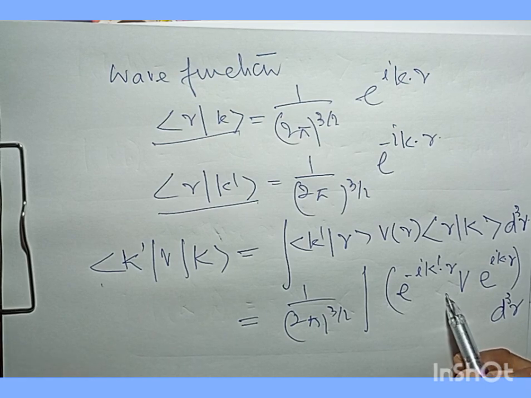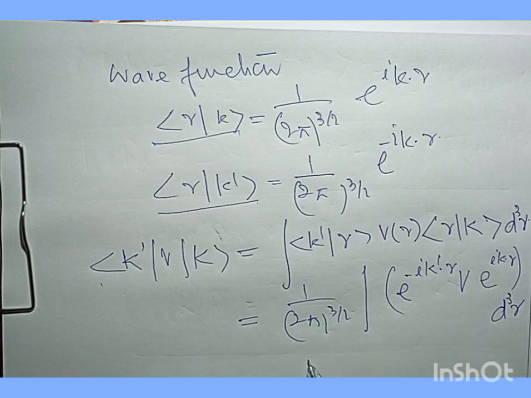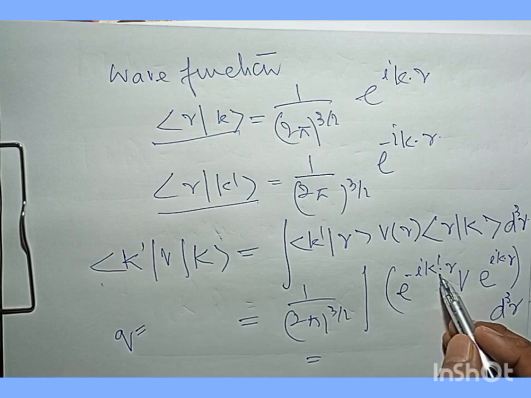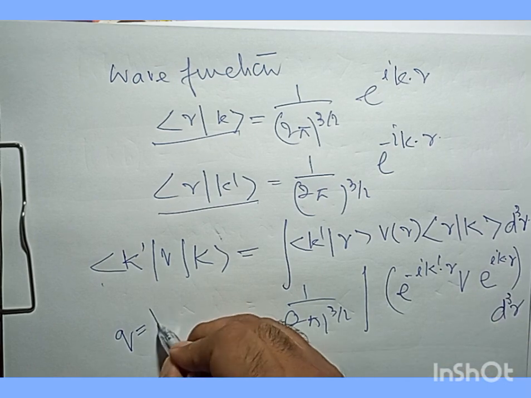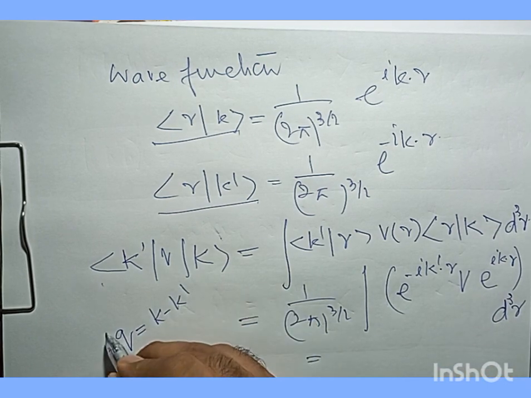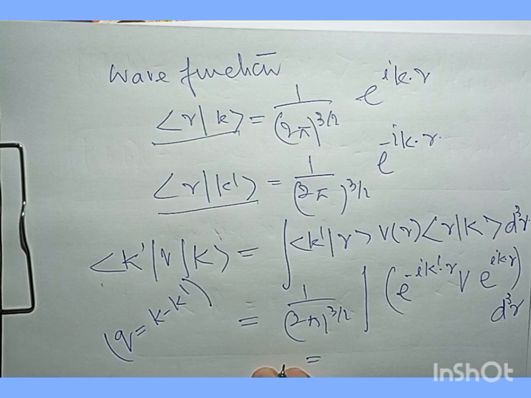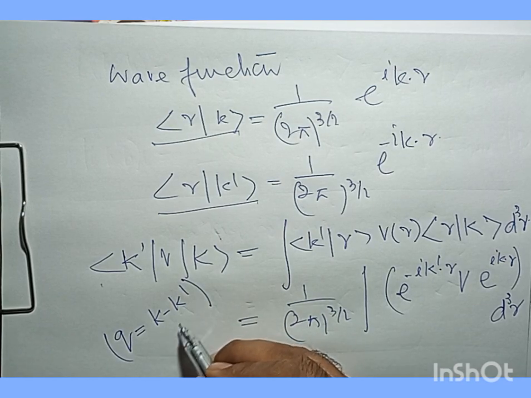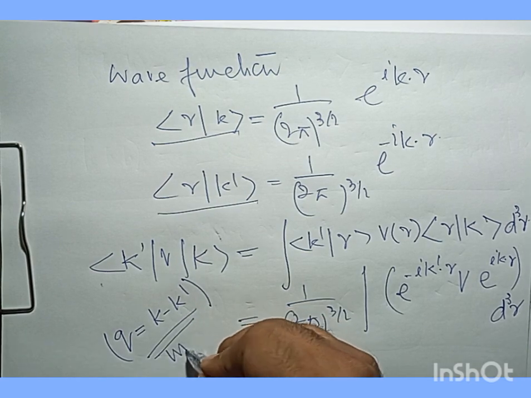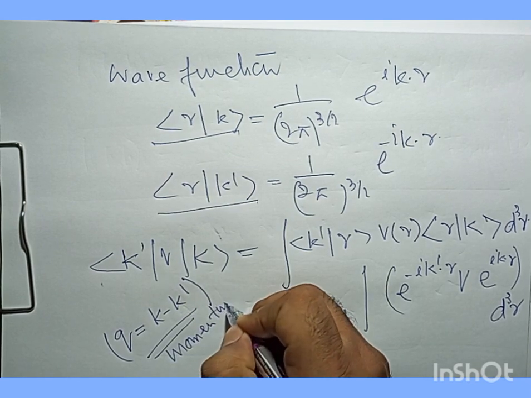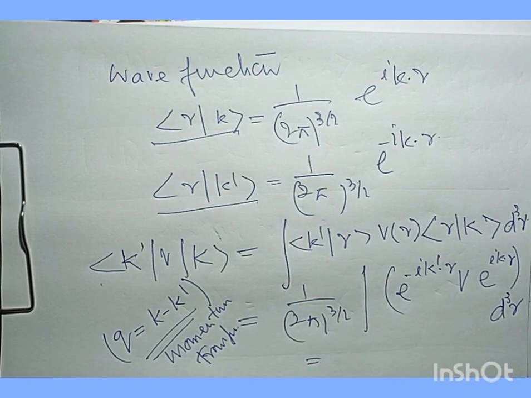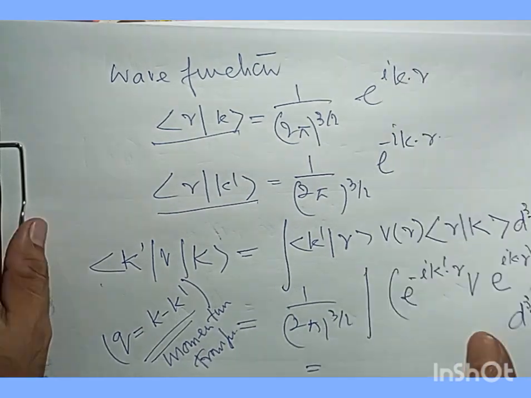We can have this evaluated at some q, where I have k dash and k. If I define q as k minus k dash, this k minus k dash is giving me the measure of momentum transfer. So if I proceed from here, what should I write?